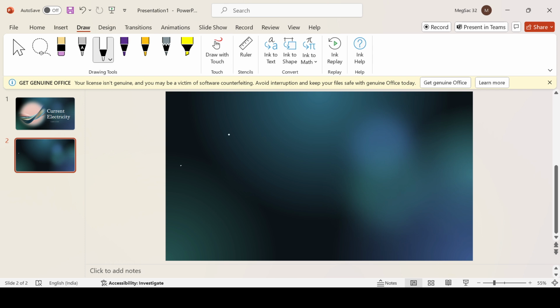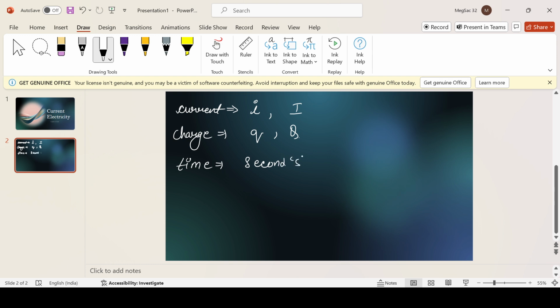Okay, so let's start the topic, that is current electricity. First, just keep some things in your mind. You have to talk about the current. Current is denoted by the symbol either small i or capital I. Then you have the charge, denoted by small q or capital Q. Then you have the time, for now that is in seconds, S.